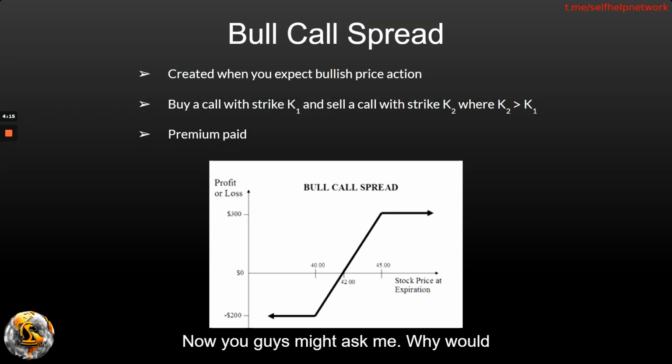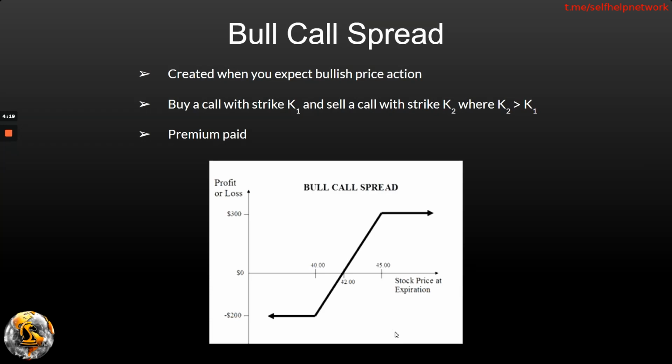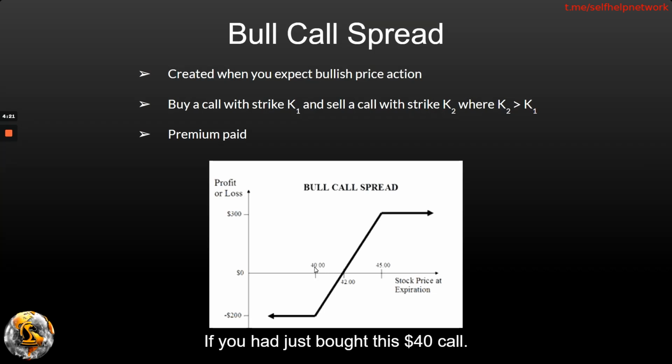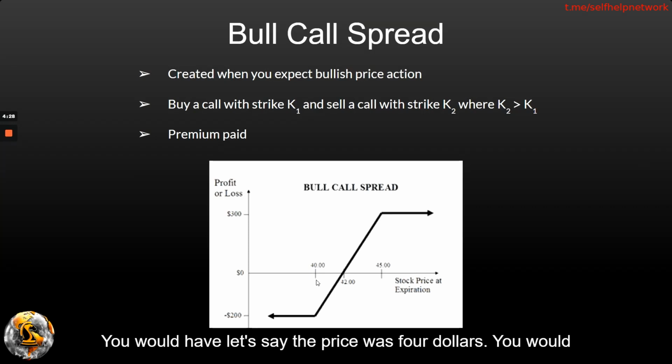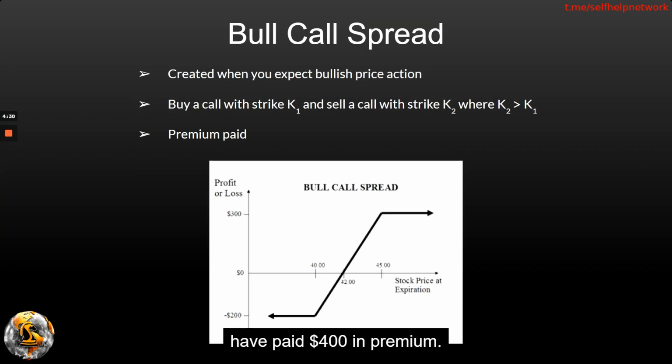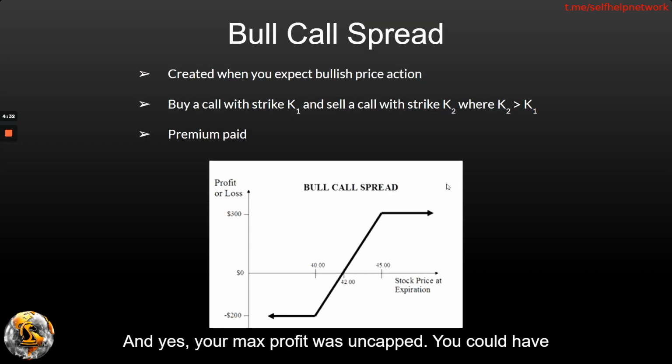Now, you guys might ask me, why would we put that on? Why can't we just buy a call? Yes, you can. If you had just bought this 40 strike call, let's say the price was $4, you would have paid $400 in premium. And yes, your max profit was uncapped. You could have made an infinite amount of profit, but that's not realistic.